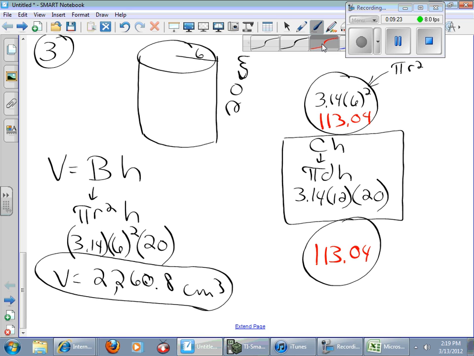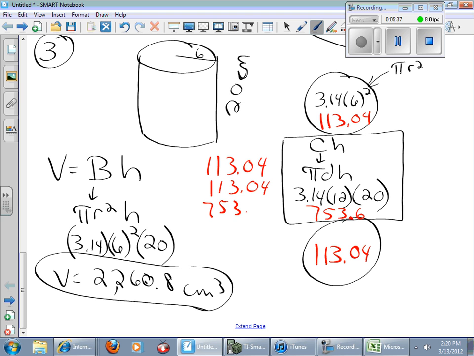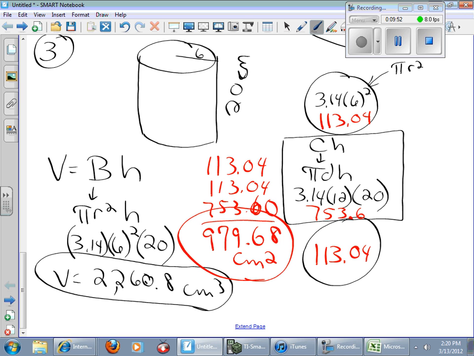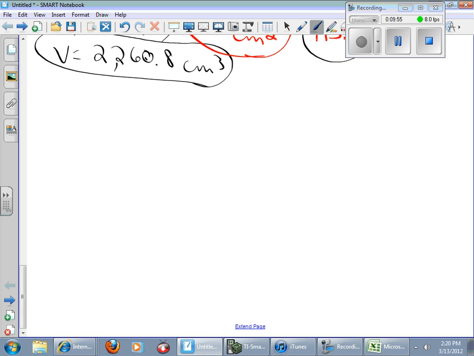So that's going to end up being 753 and 6/10. So I'm going to add the 113 and 753 and 6/10. Put a placeholder in a 0. I'm going to get an 8. I'm going to get a 6. I'm going to get a 9, get a 7, and get a 9. And that will be centimeters squared because it's surface area. So the red one there is my surface area. All right, moving right along. That's 3 and 3a, by the way, in case you're wondering.